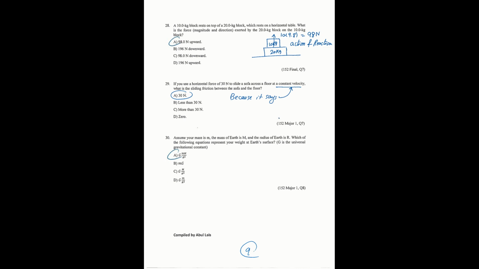Now, number 30 is a repeated question. It says that assume your mass is m, the mass of Earth is capital M, and the radius of Earth is r. Which of the following equations represents your weight on the Earth's surface? Again, your weight here would be the gravitational force between your mass and the mass of the Earth, which is F equals G m1 m2 over distance squared, and here we can just pick answer number A.